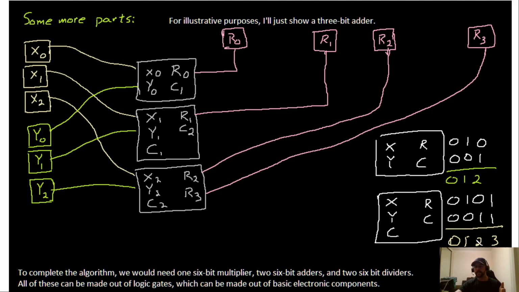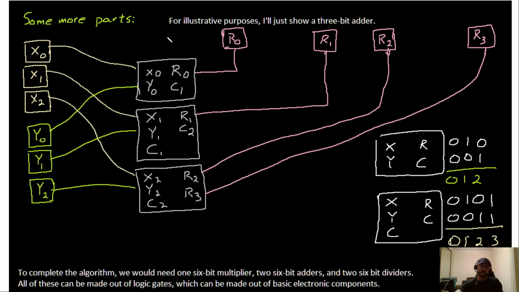And then finally, not finally, if any combination of 2 of the 3 are coming in as a 1, then we output a 0 for R and a 1 for C. And now finally, if all 3 of them are coming in as a 1, then we output a 1 for R and a 1 for C. So there's the half adder and the full adder.